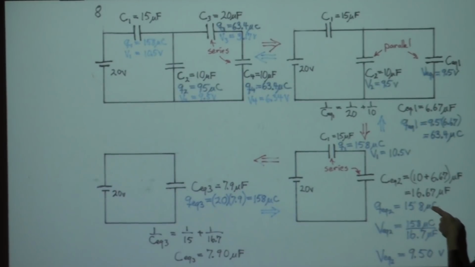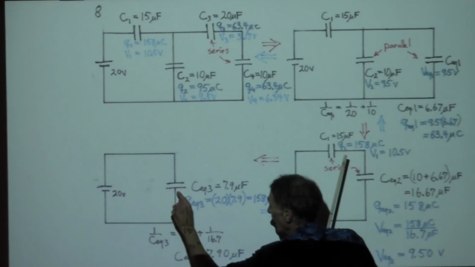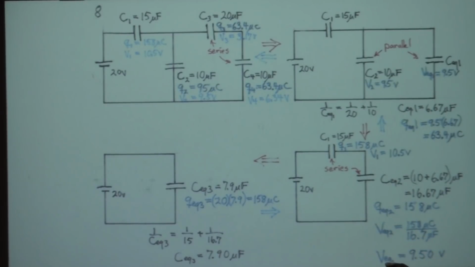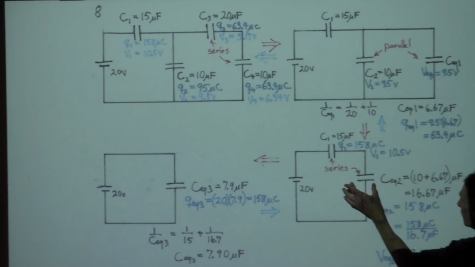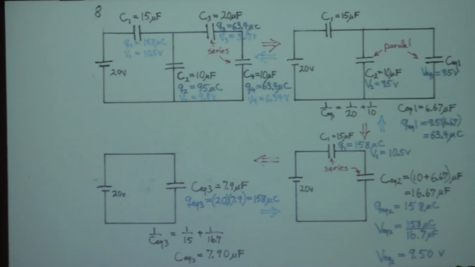Once I have the charge and I have the capacitance, then I can also get the voltage. This previous one had to be 20 volts. Okay, so that one. Here I go ahead and get the voltage on C equivalent 2. So that is 9.50 volts across here. So if I take a meter and I measure that, that's what I get.